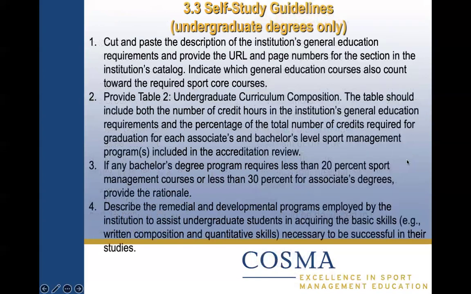So here are the guidelines for what you're going to respond to for this general education depth and breadth area. It's very straightforward, I think. What are the general education requirements? This table that you're putting in is really just to show what percentage each area comprises of the total number of credits. So for example, you have gen ed, that's say 30%. You have your sport core, that's another 40%. And then you have some other electives or requirements beyond the core that would make up the final percentage to come to the total number of credit hours. So that's what you're doing.